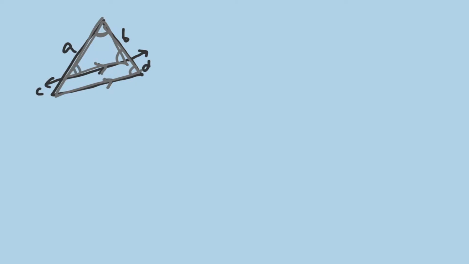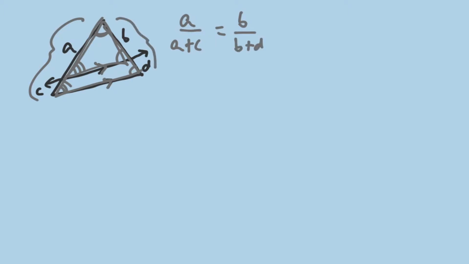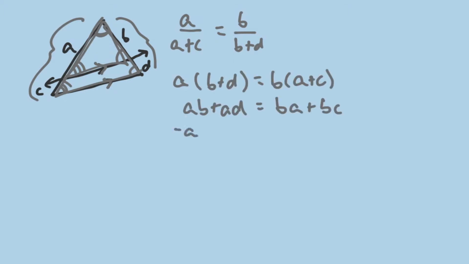Or you could have said the same thing here, which means A to A plus C, to the longer side, equals B, the other side of the smaller triangle, to B plus D. But now we're going to do a little bit of algebra. So we're going to cross multiply and distribute and subtract AB from both sides. BA is the same as AB, so BA minus AB is going to cancel. And divide both sides by CD.